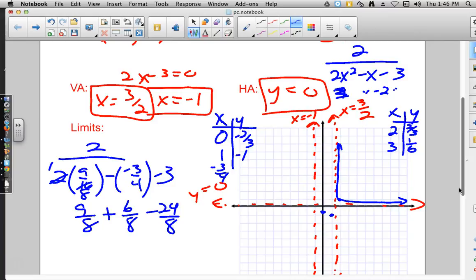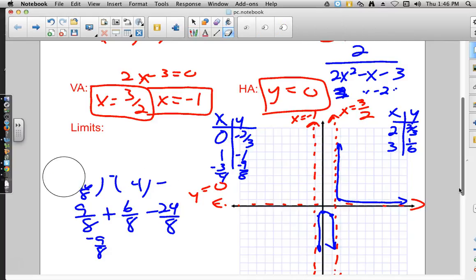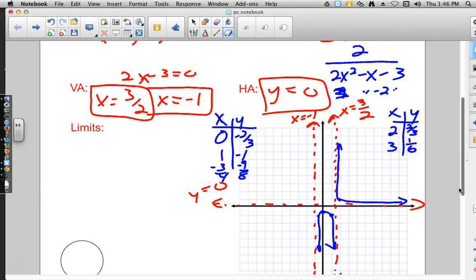So we have 9 plus 6, which is 15, and then we have 15 minus 24, which would give us a -9/8. So a -1 and a little bit. And that does set us up really nicely for knowing what the middle of that graph is going to do. And I took up too much space, so I'll erase this off of here.